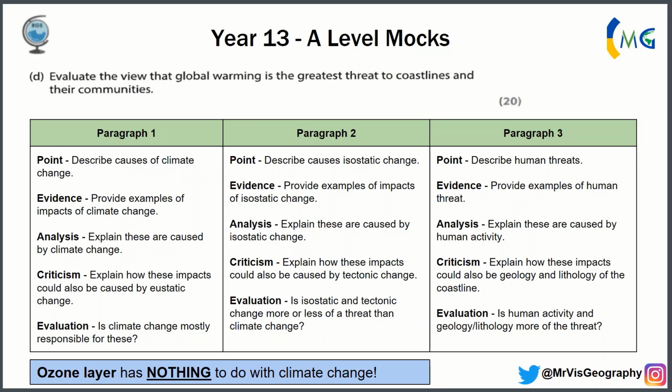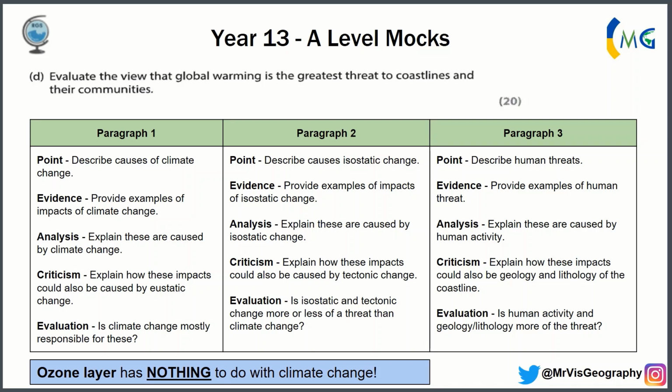greatest threat to coastlines and their communities. And the first thing I want to stamp out now is the misconception of the ozone layer. The ozone layer has nothing to do with climate change. The hole in the ozone layer is a hole in our atmosphere, but it's caused by CFCs, which are gases that are included in things like aerosols. By breaking the ozone layer, more sun rays come in. But CO2 does not in any way, shape, or form affect the ozone layer.